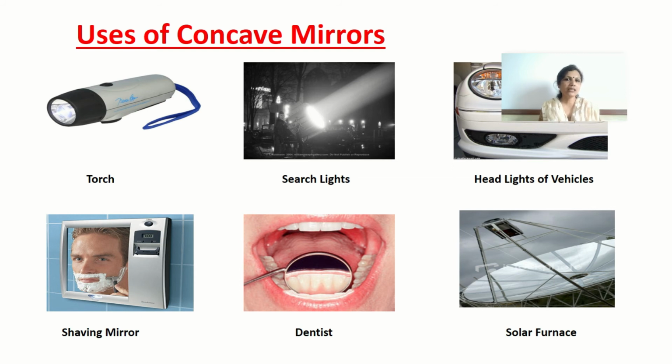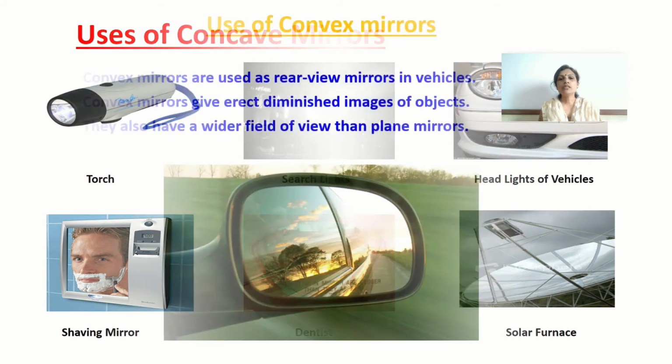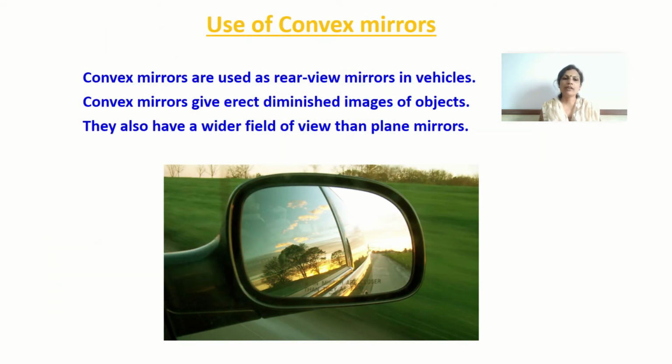Now in all these cases we get the magnified proper image, and that is the reason for the use in all these cases. Alright. Then what is the use of convex mirror? Convex mirrors are used as the rear view mirrors in vehicles. Convex mirror gives an erect and diminished image of the object, and it also has a wider field of view than the plane mirror, and that is the reason they are used as rear view mirrors in vehicles.